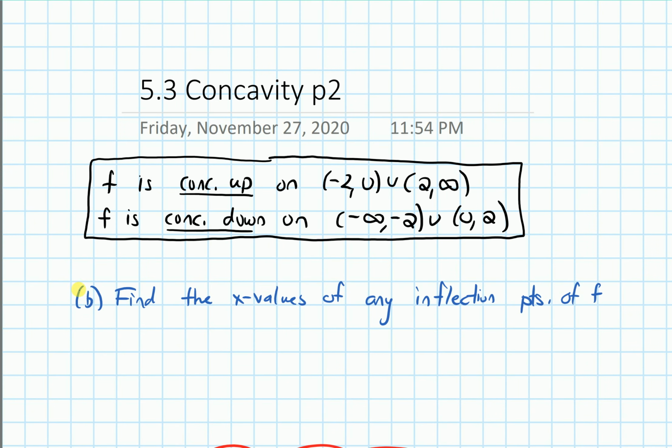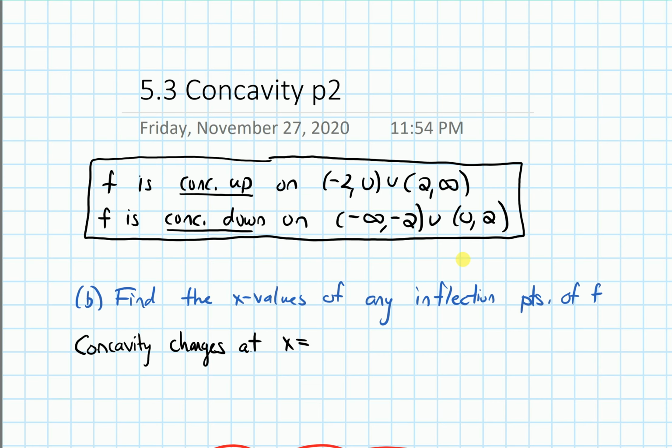All right. So now let's do part B of this question. Find the x values of any inflection points of f. Okay, so for inflection points, we're looking for places where the concavity changes and the function is continuous. So it's got to be a place that's where the concavity changes, but also the original function has to be continuous there. So where did the concavity change? Let's look at our sign chart.